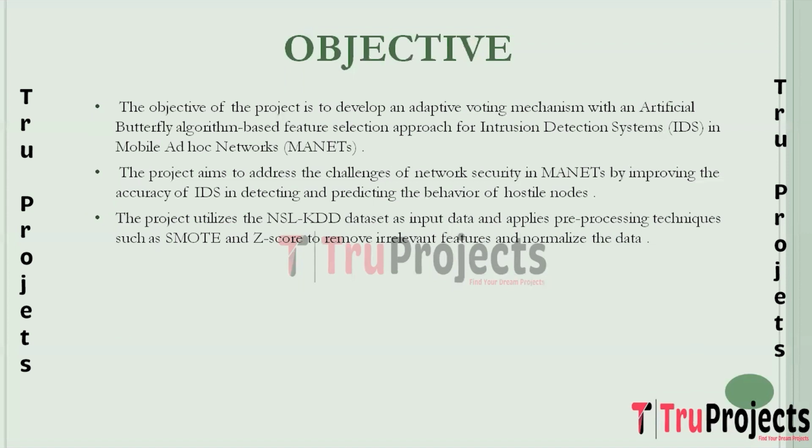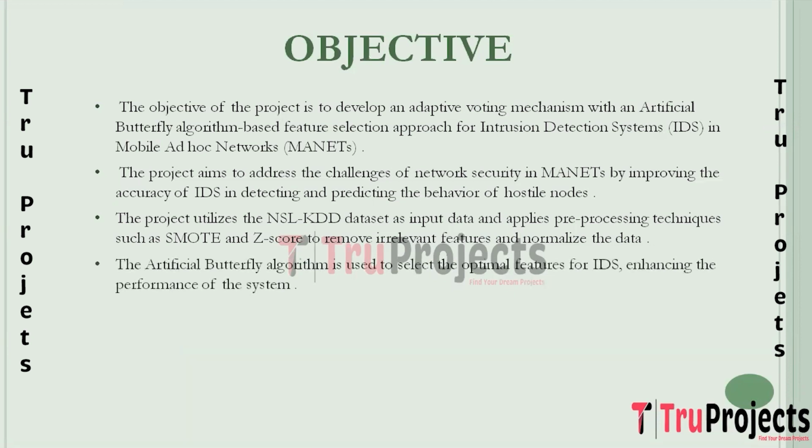The aim is to utilize the NSL-KDD dataset as the input data, applying pre-processing techniques such as SMOTE and Z-score normalization. This process is intended to remove irrelevant features and normalize the data, enhancing the overall efficiency of the intrusion detection system. The focus is on leveraging the artificial butterfly algorithm to intelligently select optimal features for IDS, contributing to an enhancement in the system's performance and its ability to detect network intrusions effectively.